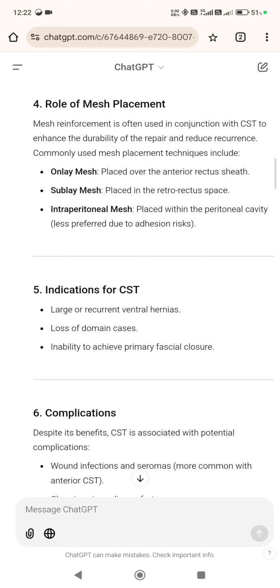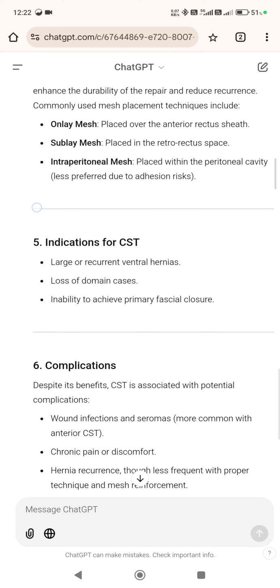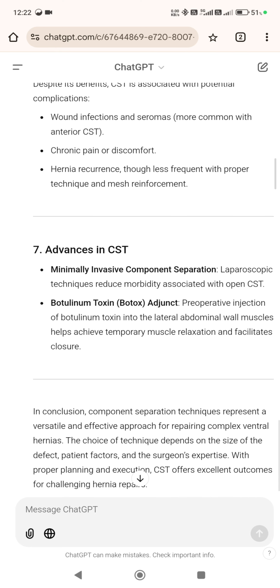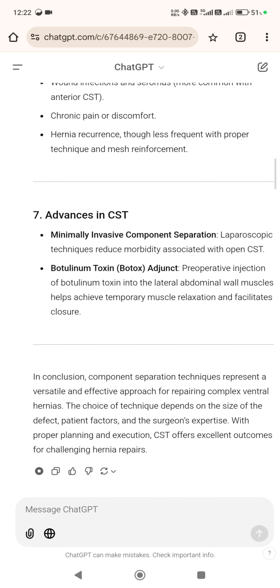5. Indications for CST: large or recurrent ventral hernias, loss of domain cases, inability to achieve primary fascial closure. 6. Complications. Despite its benefits, CST is associated with potential complications: wound infections and seromas, more common with anterior CST; chronic pain or discomfort; hernia recurrence, though less frequent with proper technique and mesh reinforcement.